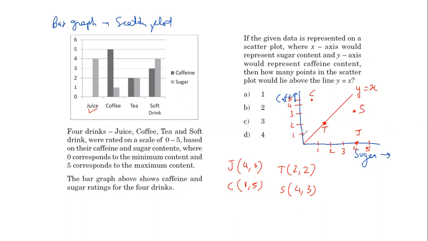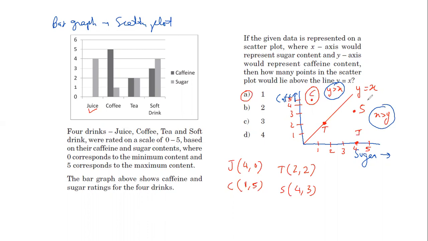As you also know, above the line y is always greater than x, and below the line x is always greater than y. So that's one way I can tell how many points in the scatter plot would lie above the line y is equal to x. That's simply coffee. That's one point that is lying above the line y is equal to x. So that's one way you can plot it. The other way is you should be aware of the fact that above the line the y coordinate is always more, below the line the x coordinate is always more, right?